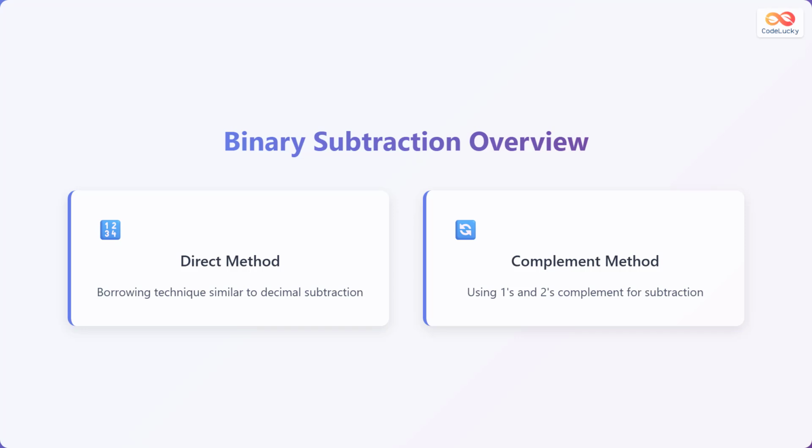Let's start with an overview of binary subtraction. There are primarily two methods to perform binary subtraction. The first one is the direct method, where we use the borrowing technique just like we do in decimal subtraction. The second method is the complement method. In this method, we use 1's and 2's complement for subtraction. We will focus on the complement method today.